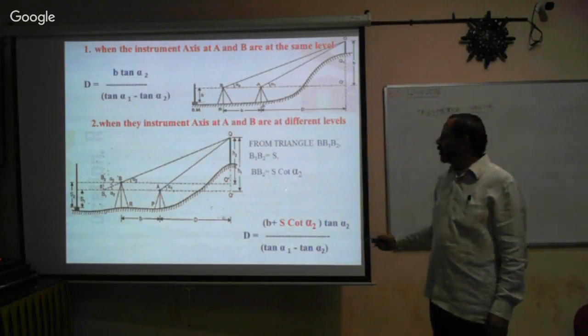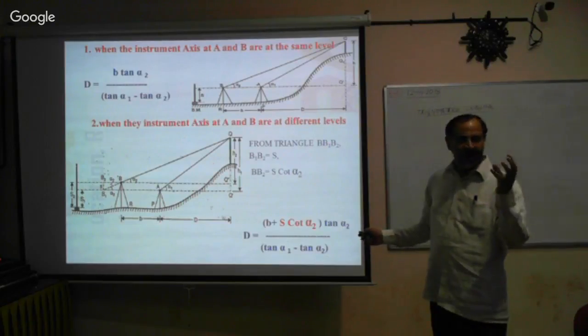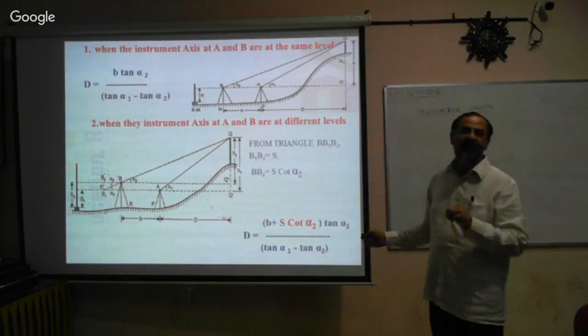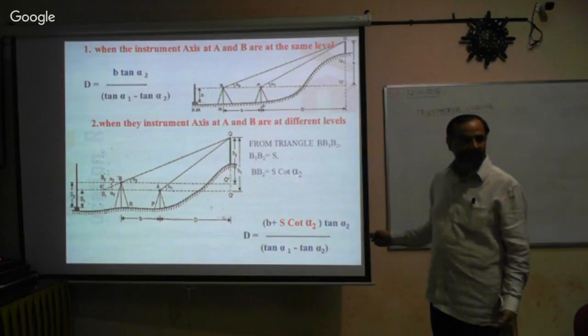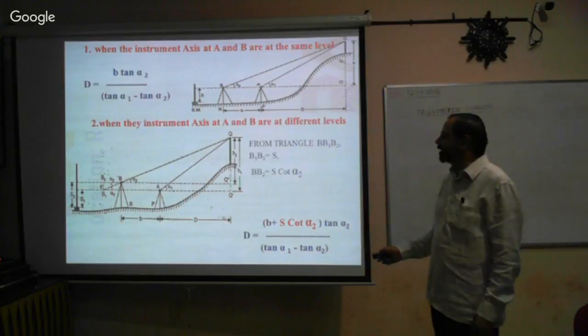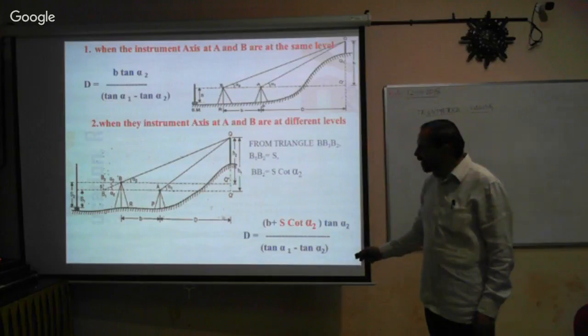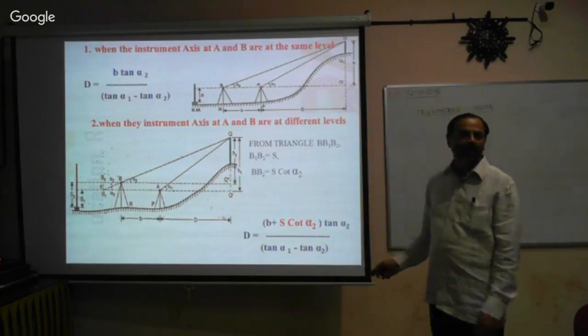Now do we have the data for S? We have S2 minus S1. And alpha 2, do we have it? Yes, it is measured from the second station, the instrument station. Therefore, B2 can be calculated. This is known. So B is known, and this B2 is also known, isn't it?